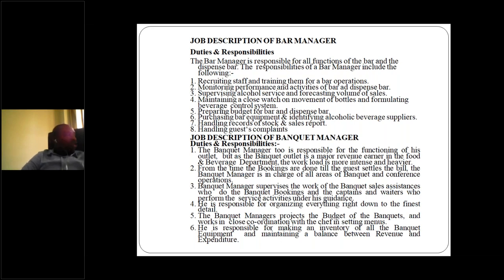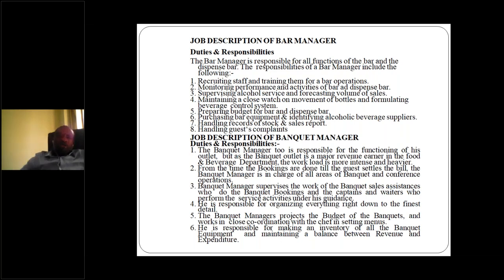He also has to monitor the bottles, how the bottles are moving, and also control systems, so that people will not be pilfering, so that the bartenders will not be drinking the wine or the beverages there. He's also responsible for the budgeting and the dispensing. He must ensure that the right equipment is purchased, that stocks are kept, reports are kept, and guest complaints are handled. If there are complaints from guests, you also have to be responsible for that.